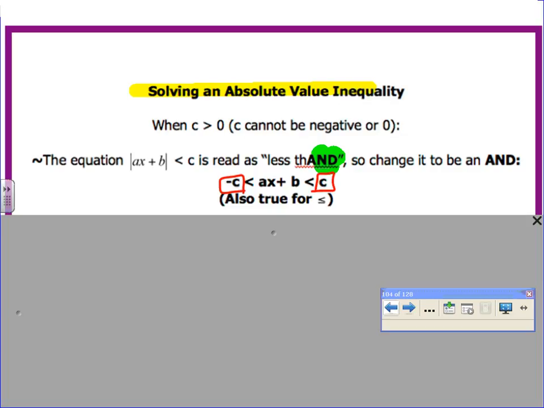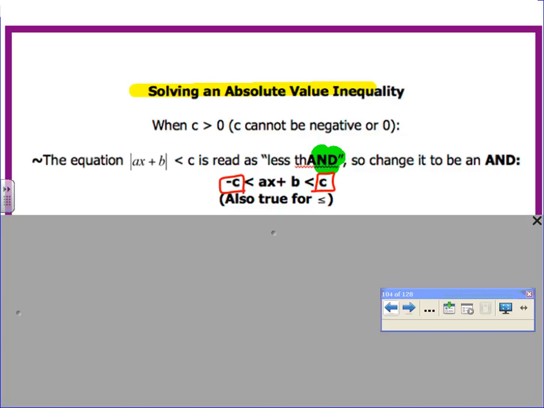So when it's an absolute value inequality and it's less than, I want you to read it now as less than. Why are we changing less than to less than? Because you change it into an and compound inequality. I know, kind of a stretch. But you change less than, an absolute value inequality, to less than, which reminds you it's an and compound inequality.